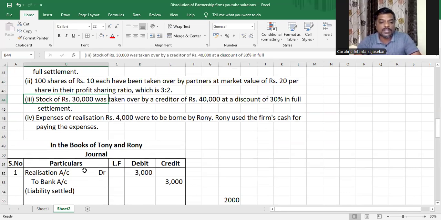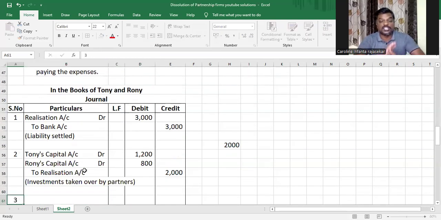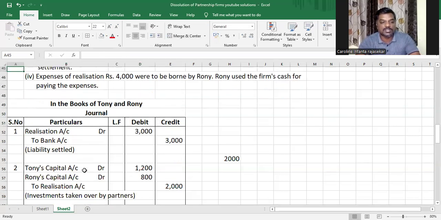The third one, stock of 30,000 was taken over by a creditor of 40,000 at a discount of 30% in full settlement. So a stock of 30,000 was taken over by a creditor in full settlement. Whether he takes it at a discount or premium, doesn't matter. He's taken the stock in full settlement. And the liability is settled, the account that will be debited is realization account. And when an asset goes out of the business, realization account will be credited. So the journal entry basically is realization account to realization account, and therefore it will be no entry. No entry will be passed for this transaction.